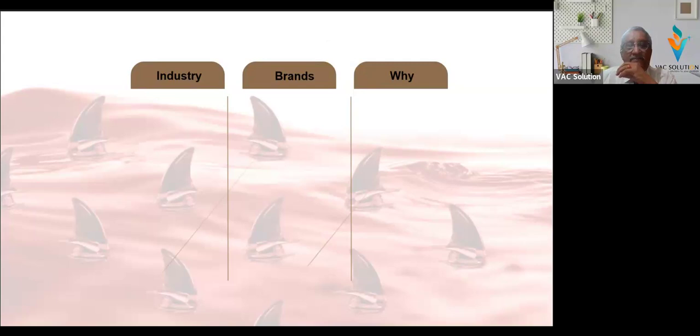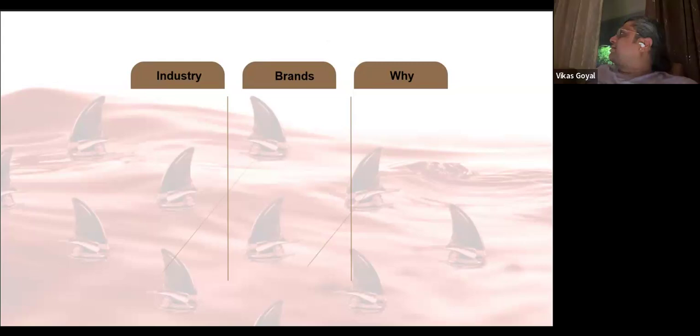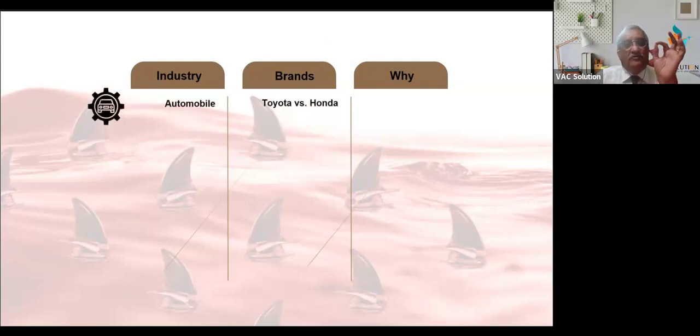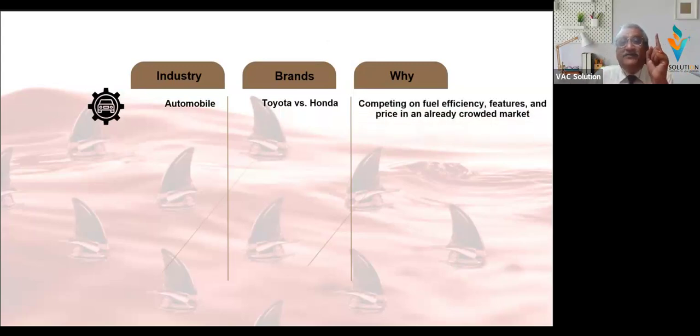Let us see. That's what I was telling you, that we are not keeping our eyes and ears open. But in every space you will see this problem. In automobile, I have put here Toyota and Honda, it is as good as Tata and Mahindra. But what are they fighting against? They are competing on fuel efficiency, features, and price in an already crowded market. Every car, if you see, is talking about fuel efficiency. How many kilometers per liter it is giving. Am I right?